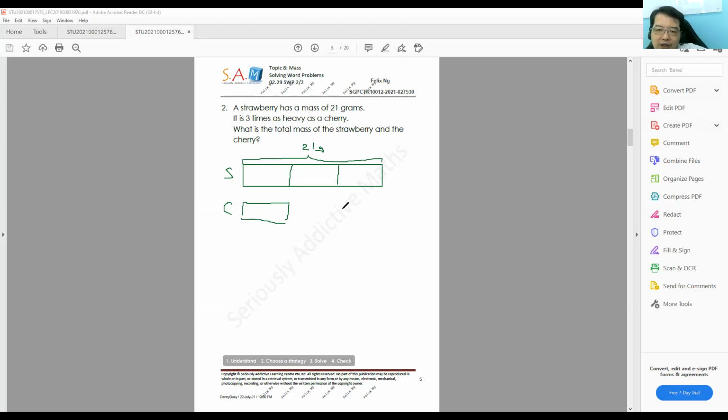So what we need to do now is this. The question asks you to find out the total mass of strawberry and cherry. You know that the mass of the strawberry is 21, but what about a cherry? Not sure. How do we do this? So we need to find out what each unit is, what each rectangle is worth.